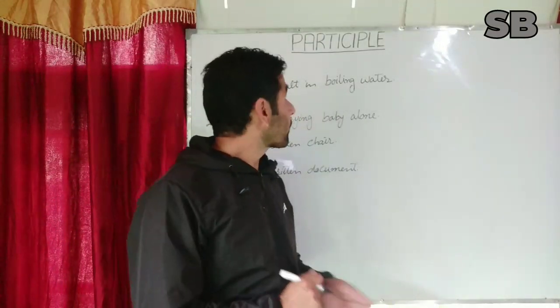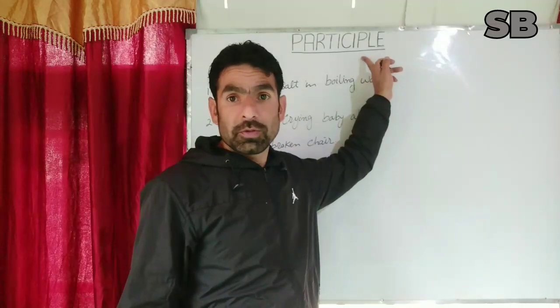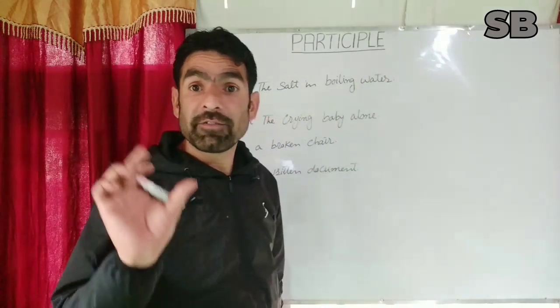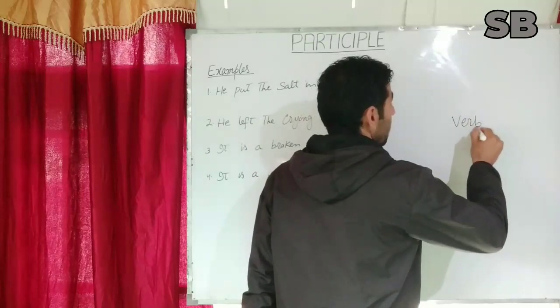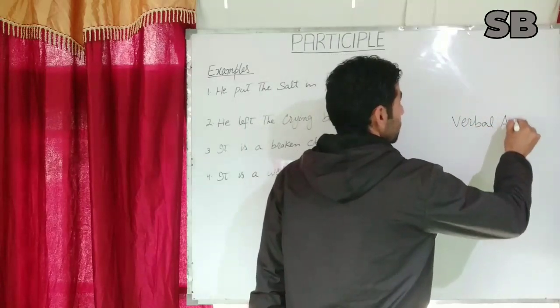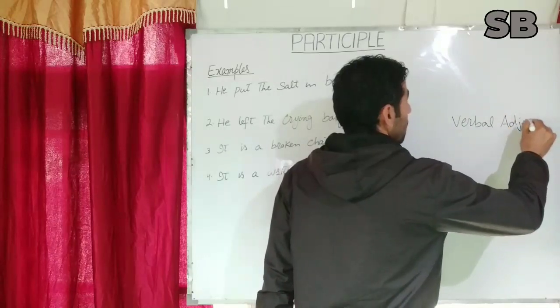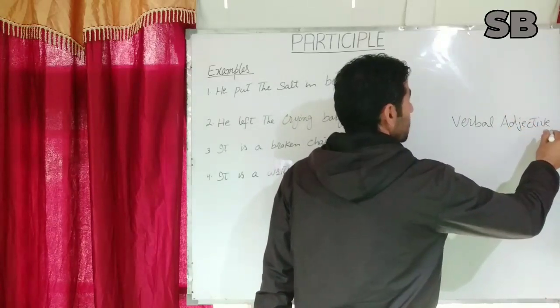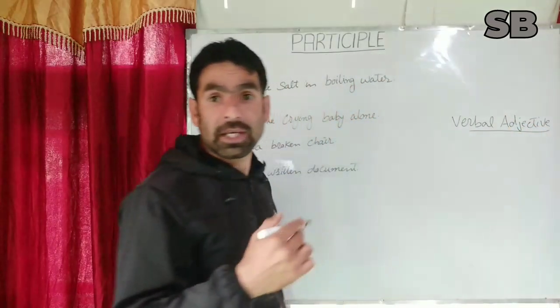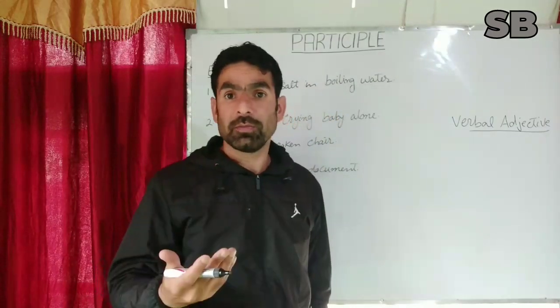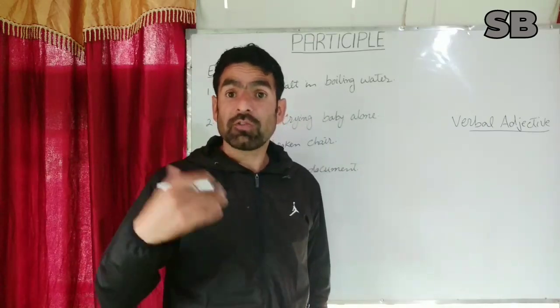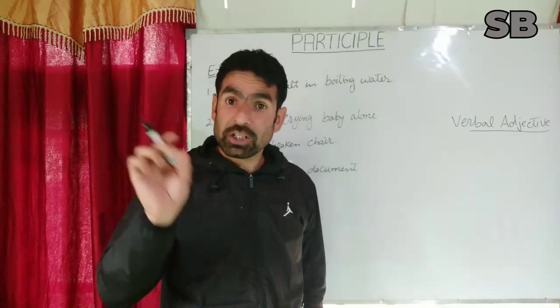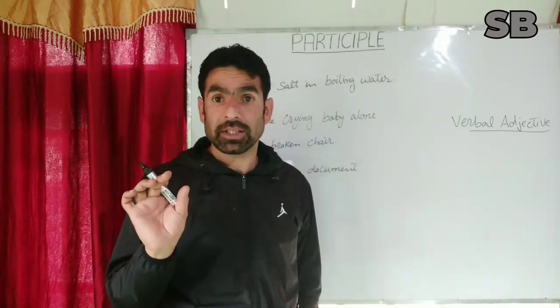Hello students, today our topic is participle and we call it a verbal adjective. Now why do we call it a verbal adjective? Because it is actually the form of a verb that we use as an adjective in a sentence. ये verb की एक form होती है जिसको हम adjective के तौर पर sentence में इस्तेमाल करते हैं.